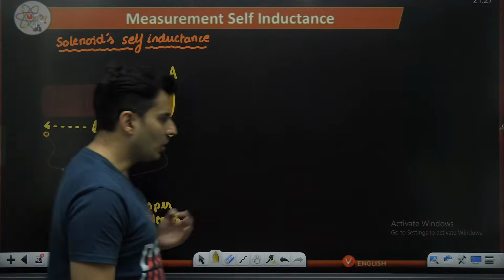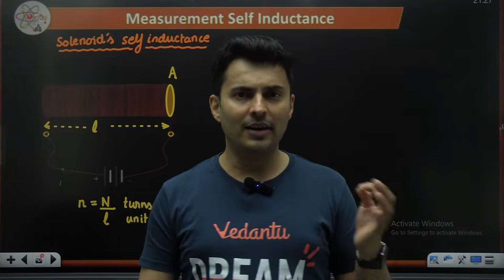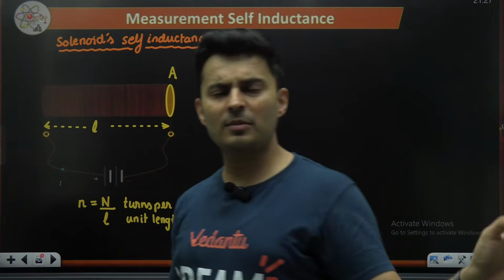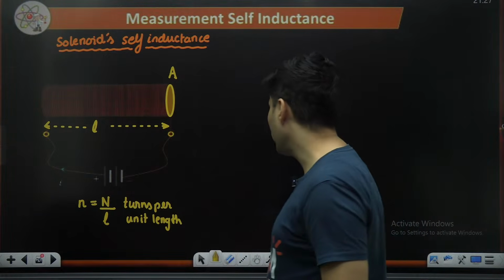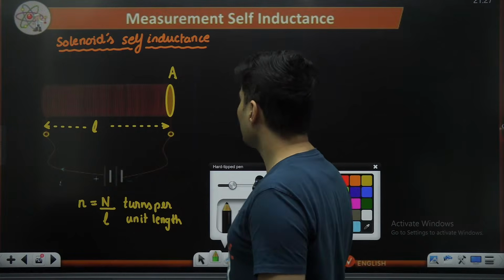Now, in order to derive it, go with the fundamentals. Phi is equal to L i. Somehow show flux is proportional to current, and your job is done. Very simple. Phi is proportional to I. So that's what we're going to do.